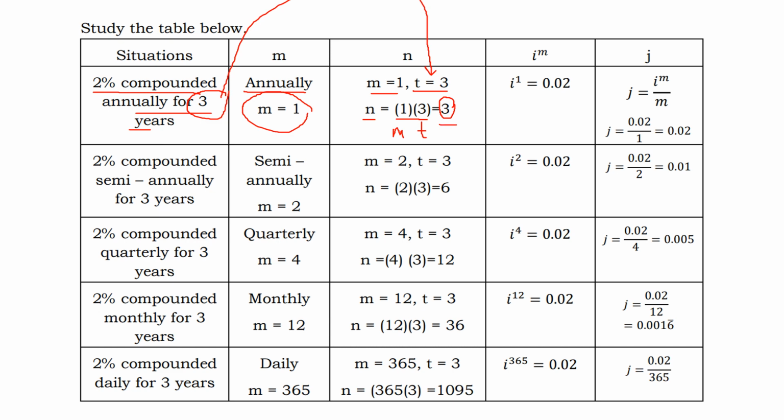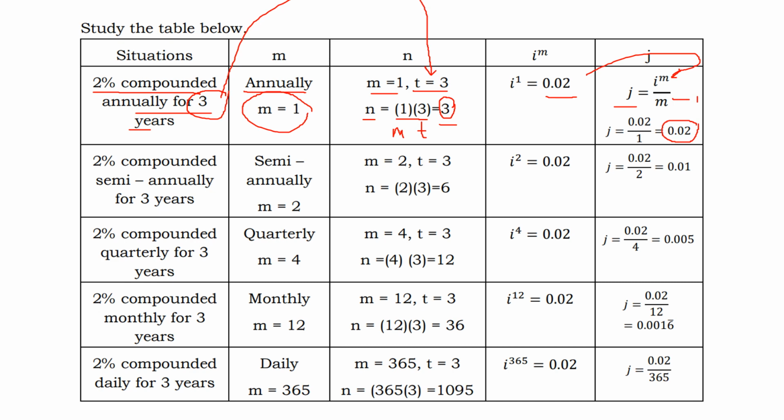Your i now is equal to i raised to m. The nominal rate, i raised to 1, will be equal to 0.02. Your j now is i raised to m divided by m. Here m is 1 because it is compounded annually. Therefore, if we divide 0.02 by 1, the resulting value now is 0.02.